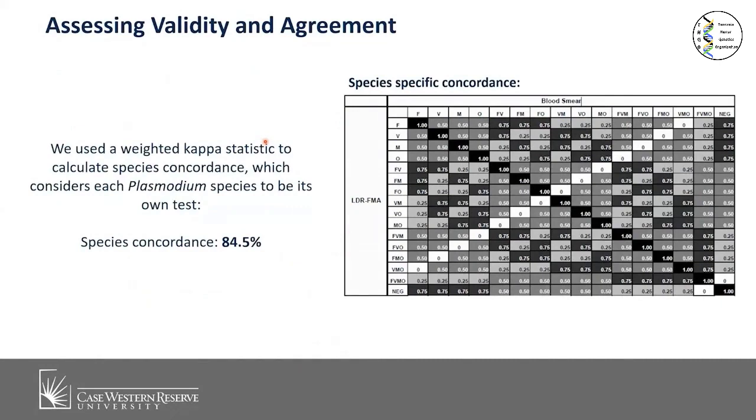After looking at these general terms of how well our assay is doing, we wanted to see if it was also performing in picking up the different species, as well as it was on the binary calls. So what we used to do that was the weighted kappa statistic, where you consider each of the different species and their combinations their own test. So then you compare it statistically. Okay, did it get it right on falciparum? Yes or no? Did it get it right on vivax? Yes or no? And that comes together to give us a percentage of concordance.